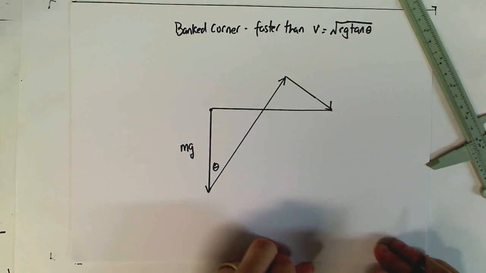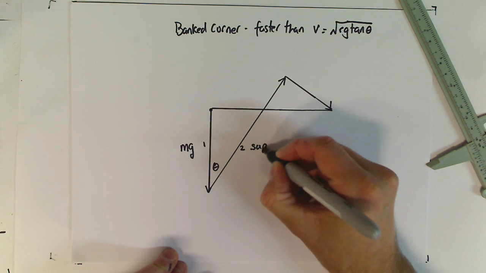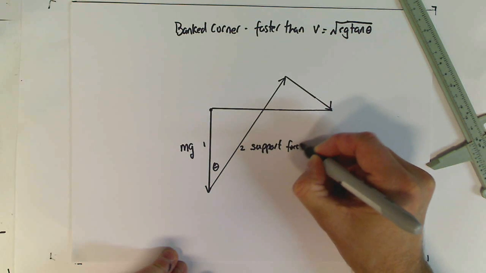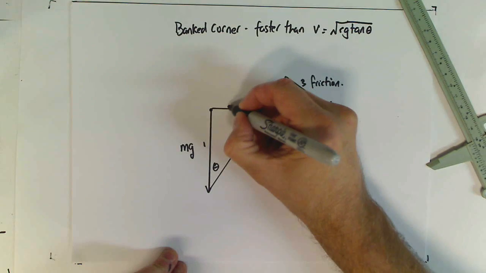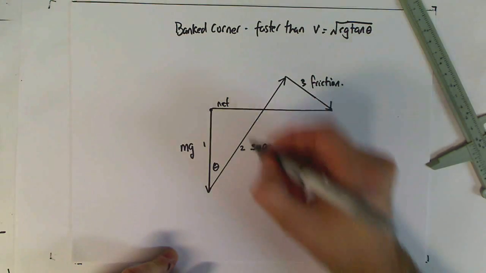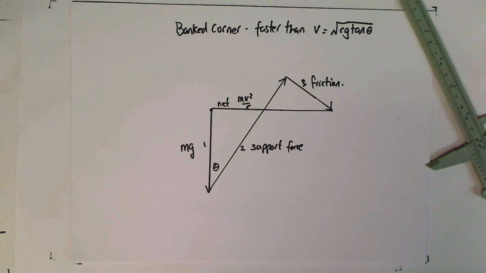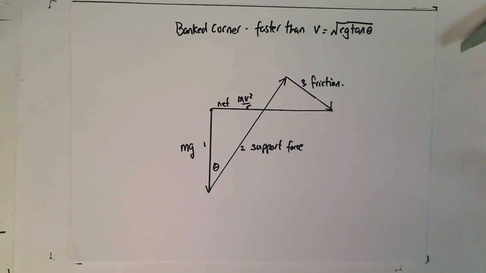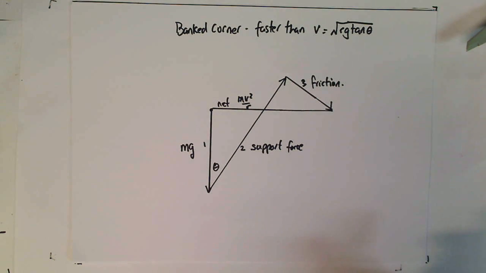We've got three vectors. 1, weight force. 2, support force. And 3, friction. And we end up with our net force, that one, which is equal to our centripetal force, or mv squared over r. Now what I wanted you to do was to come up with that diagram. That's the tough part. That's the part that takes a bit of imagination. And for a challenge, after you've looked at this one, try and do it for a speed slower than v. We're going to need friction again, but it's going to be in the opposite direction, because the car is going to tend to want to come down the ramp.